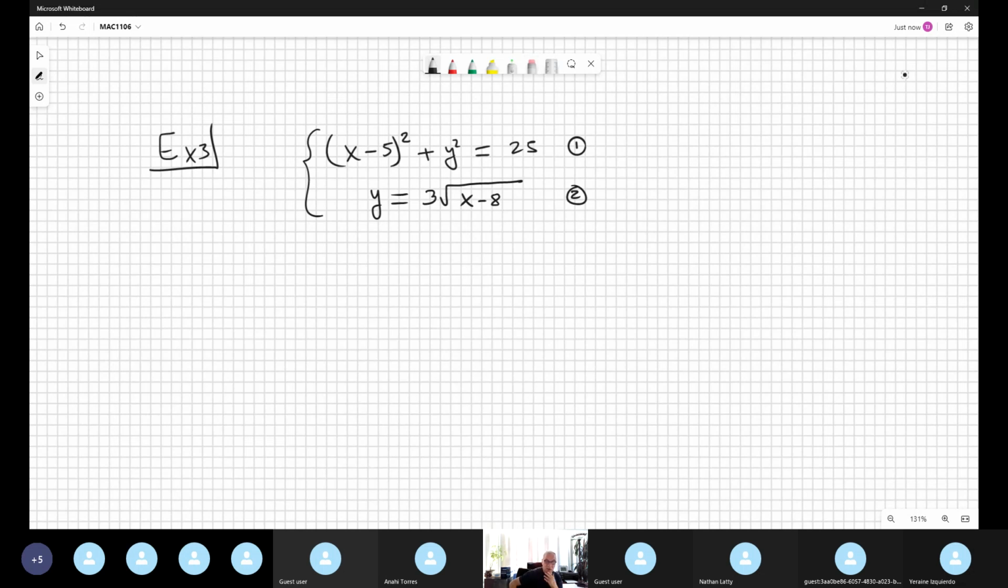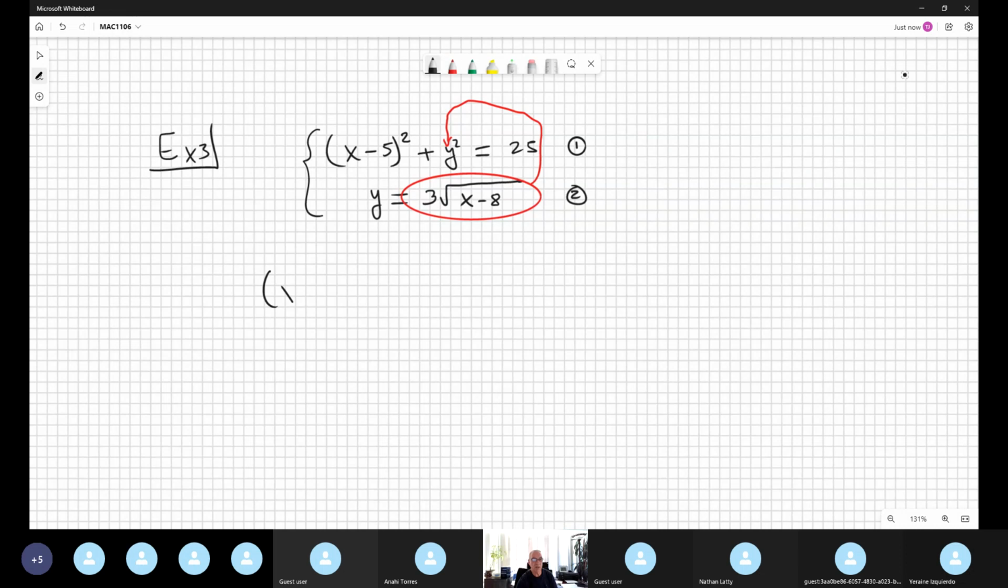But I see something interesting. Y is already isolated, yes or no? I take advantage of this. See, Y is already isolated. I take advantage of this expression and substitute it into the other equation, in the Y box here.